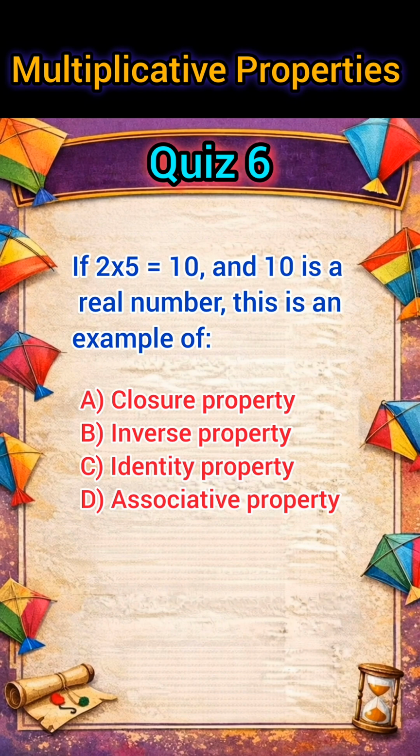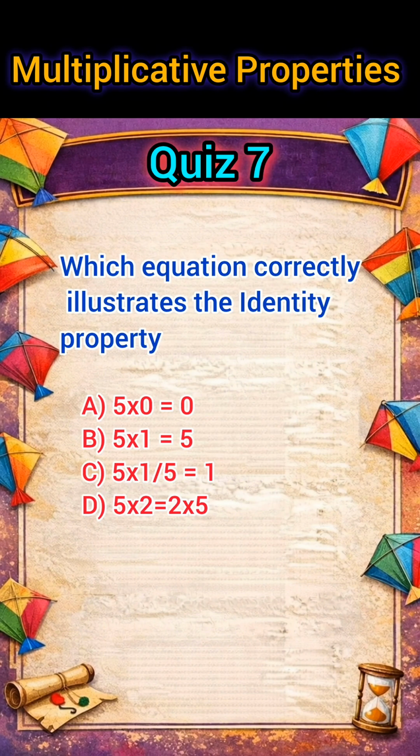of A. Closure property. B. Inverse property. C. Identity property. D. Associative property. 7. Which equation correctly illustrates the identity property? A. 5 × 0 = 0. B. 5 × 1 = 5. C. 5 × 1/5 = 1. D. 5 × 2 = 2 × 5.